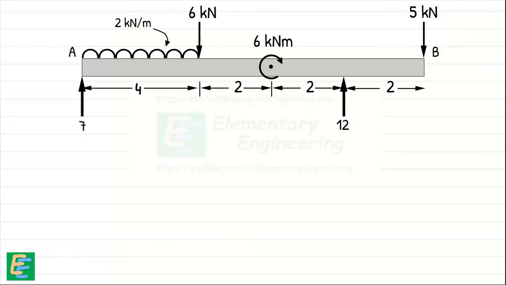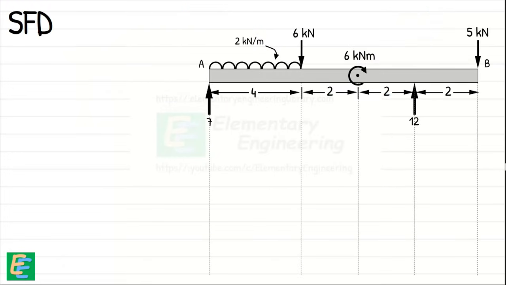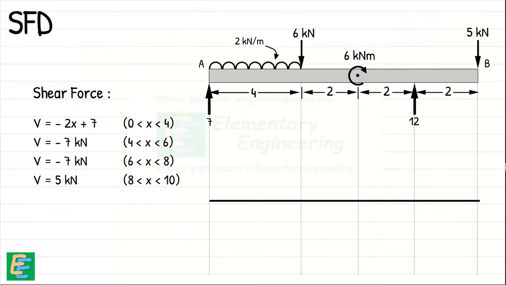In case you are wondering why we left the final load of 5 kilonewton acting at the free end, it is because it does not act within a region. But this load does cause a sudden change in shear force at the free end. So now let's draw the shear force diagram for the beam. These are the shear force equations we just derived.